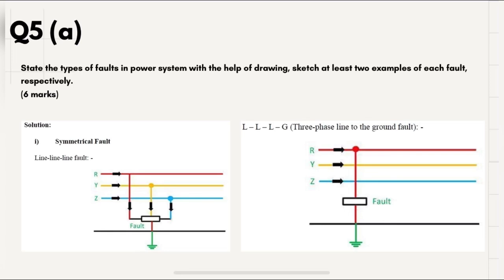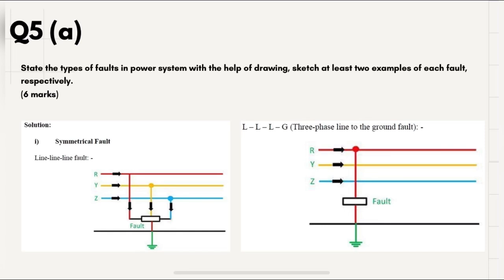State the types of faults in power system with the help of drawing. Sketch at least 2 examples of each fault respectively. Okay, for number 1, the fault is a symmetrical fault, which is line to line to line fault.